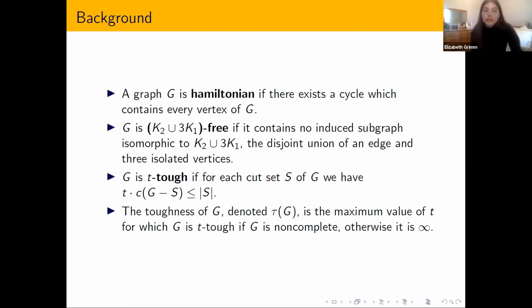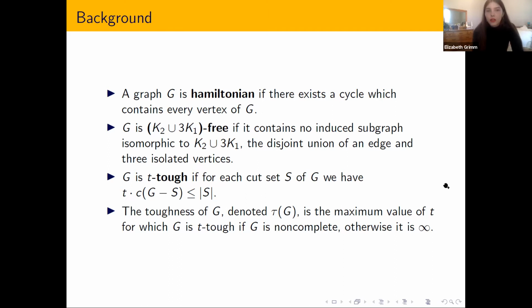We say G is t-tough if for each cut set S of G, we have t times the number of components in G minus S is less than or equal to the size of S, the number of vertices in S. Then the toughness of G, denoted by tau, is the maximum value of t for which G is t-tough if G is non-complete. Otherwise, it's defined to be infinity.